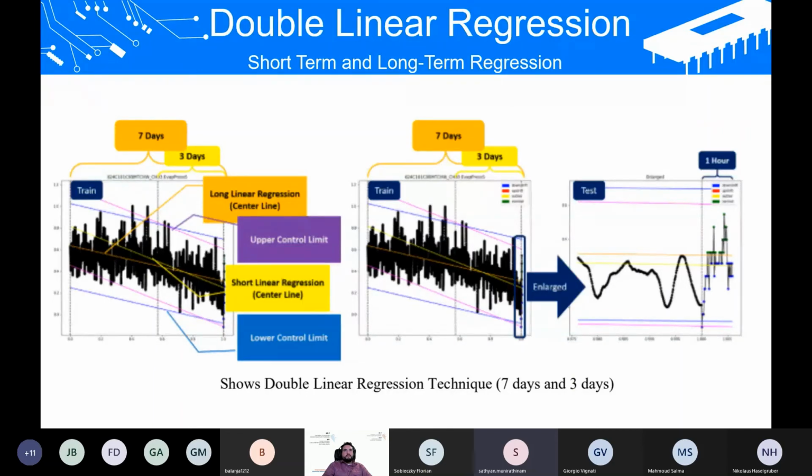Sometimes the data comes down or goes up, but it may be rectified. Maybe looking at the 7 days, it'll be drifting down, but looking at 3 days, it may have been corrected, right? That's what we call a double linear regression. That will help us see how well the health of each of the equipments is progressing.